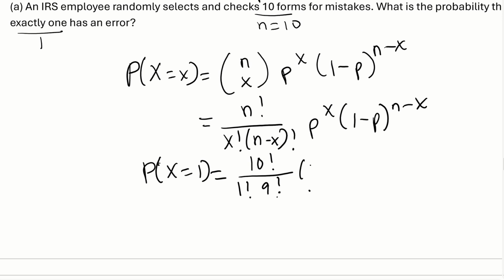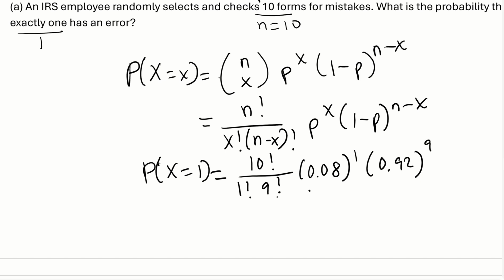And then we got 0.08 raised to the 1 power, and then 1 minus 0.08, which I'm just going to rewrite as 0.92, okay? Just so I don't have to spend too much space here. Raised to the 10 minus 1 power, which I'm going to write as just 9, okay?